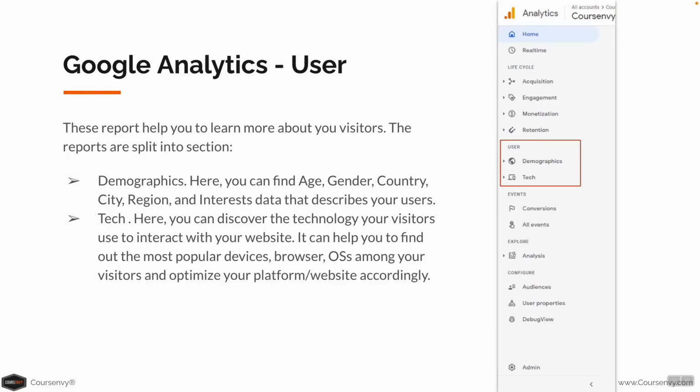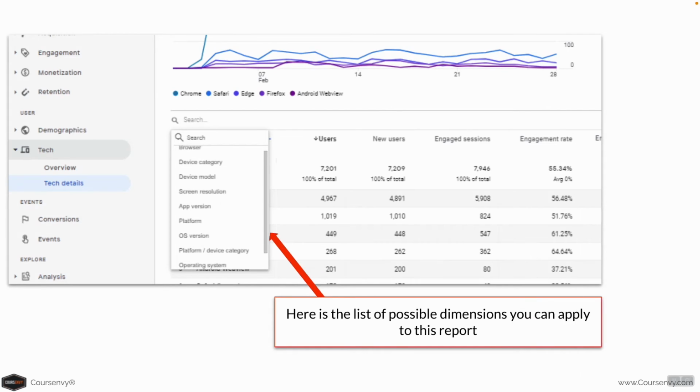Next, Google Analytics user. These reports help you learn more about your visitors, their demographics, age, gender, country, region. Then as for tech, here you can discover the technology your visitors used to interact with your website. What operating systems, what mobile devices, what browsers. If everybody visits you from a mobile device, optimize your website for mobile. Here you can see I'm on the tech page, selected in the left sidebar, tech details. I can search by a list of various dimensions, such as device category, platform, operating system.